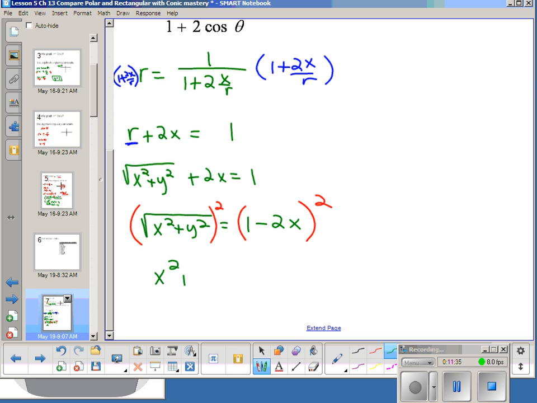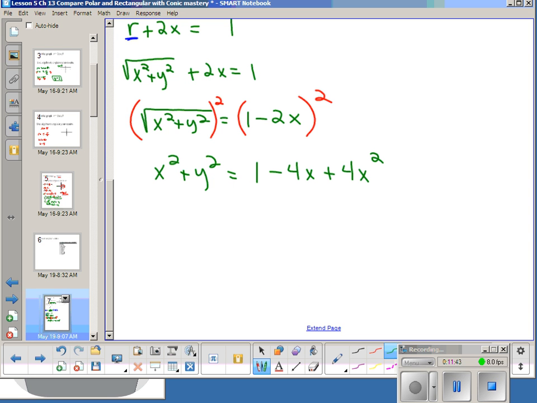Squaring undoes the square root. And over here, I get 1 minus 4x plus 4x squared. And now I have x squareds on both sides. To figure out that this is a hyperbola, I need to collect all my x squareds and y squareds on the same side. And if x squared and y squared have the same coefficient, that's a circle.